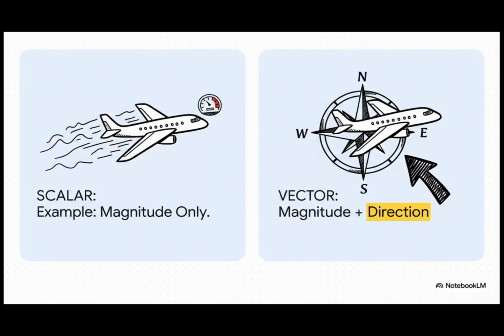Imagine a plane flying. If we just say it's flying at 250 meters per second, that's its speed. That's a scalar. But the moment we say it's flying 250 meters per second to the east, well, now we're talking about its velocity. That's a vector. It's all about adding that direction.